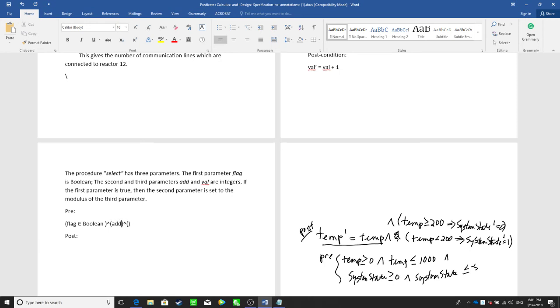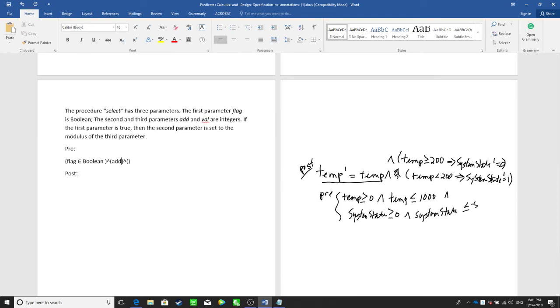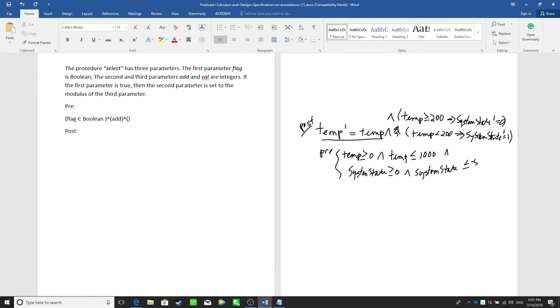How about 8? 8 is the question here. Okay, flag belongs to Boolean. 8 belongs to Z, yeah. And val belongs to Z as well. All right. Anything else? We miss something? First parameter, second, and third. If the first parameter is true, then the second parameter is set. Okay? I think that's preconditions.